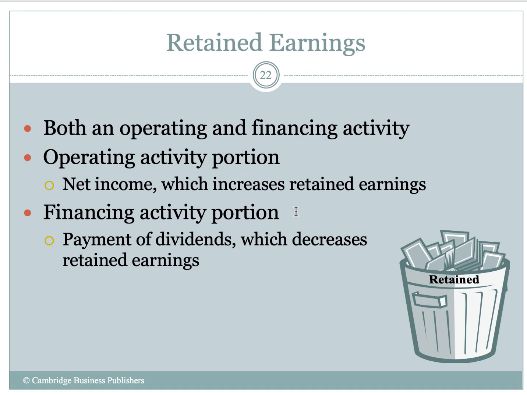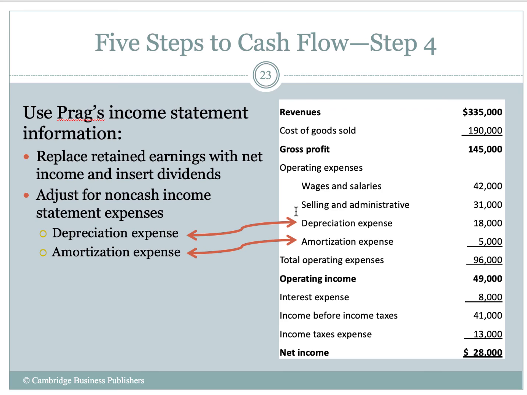Okay, so remember that net income increases our retained earnings. Any dividends that we pay decrease our retained earnings. So when we're looking at retained earnings, we have to look at what piece it is. Is it the dividend piece or is it the income piece? That dictates which portion is operating and which is financing. Okay?